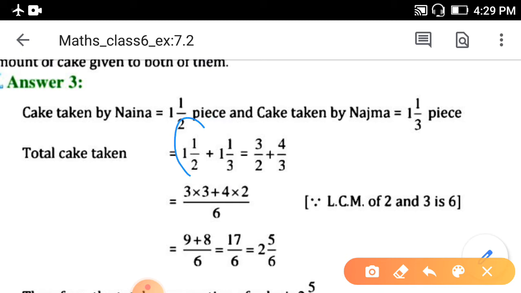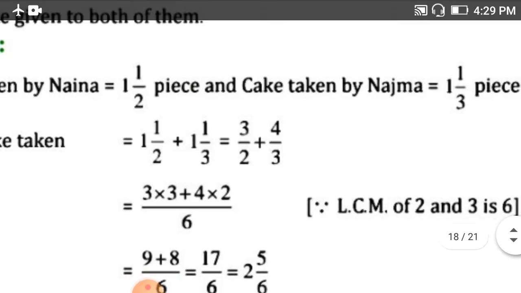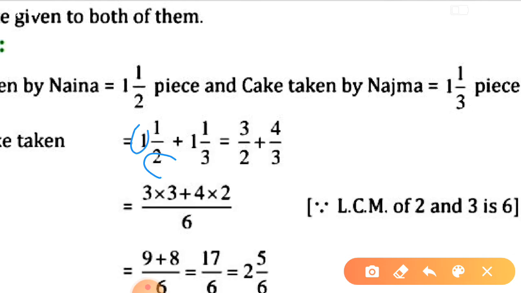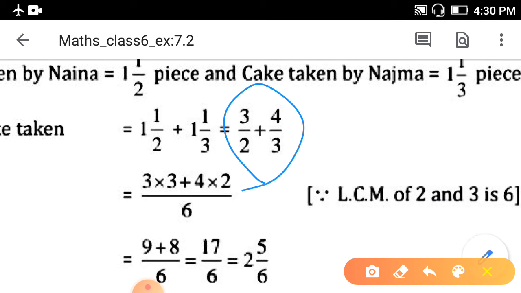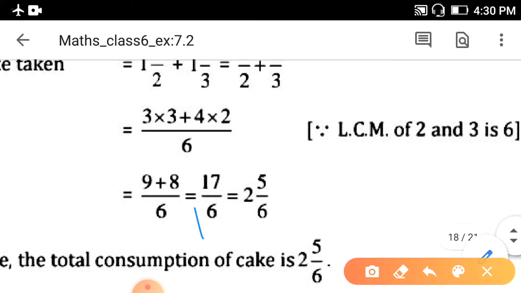So how to convert, you know, 2 ones are 2 plus 1. So it will be 3/2. 3 ones are 3 plus 1, 4/3. Now again as per question number 1, add them up. So you will get 17/6 and convert into the mixed fraction. So you will get 2 5/6.